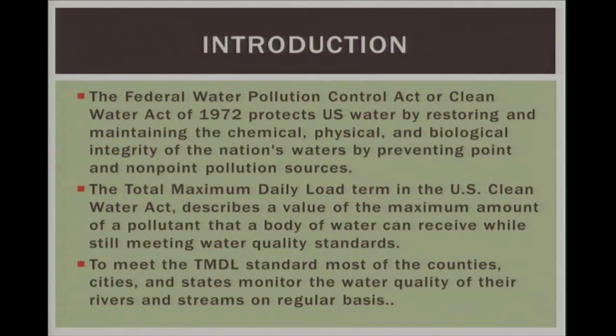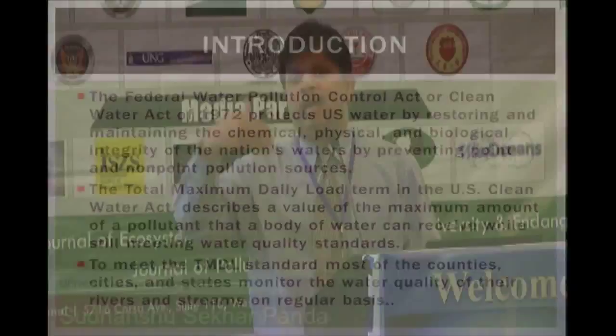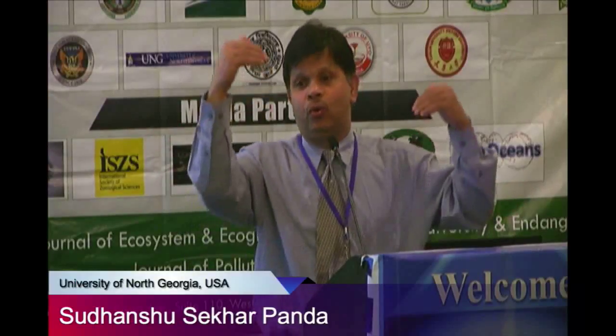To meet the TMDL standards, most counties, cities, and states monitor the water quality of their rivers on a regular basis. They have their environmental departments, they take samples from the streams and rivers, and test them in the lab. They find out how much E. coli, fecal coliform, nitrogen, phosphorus, turbidity, and all kinds of things are there. If they cross the TMDL limit, then it is considered impaired. And then they will find a way to make the water body cleaner again.